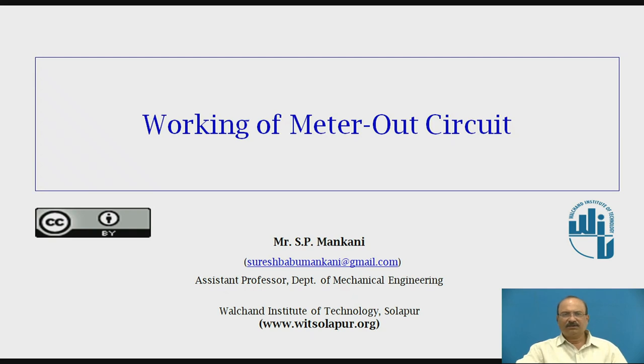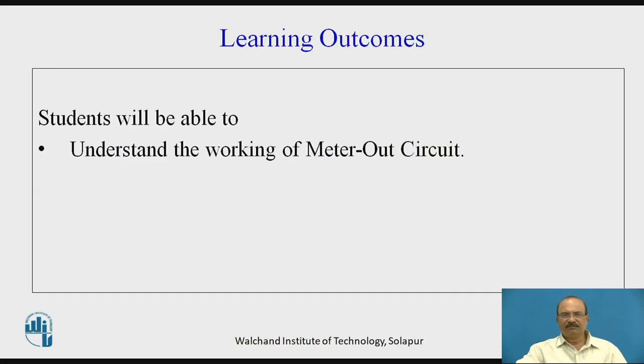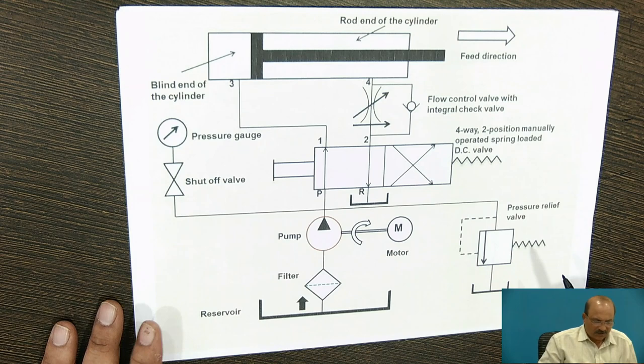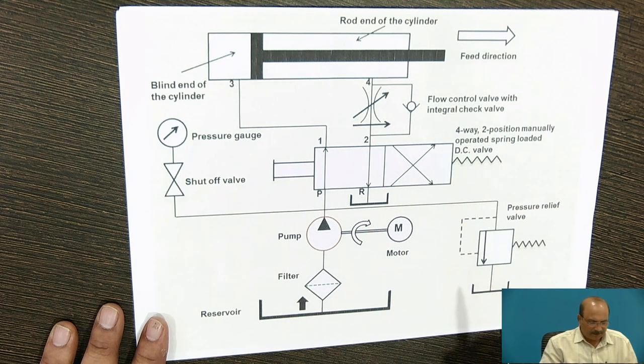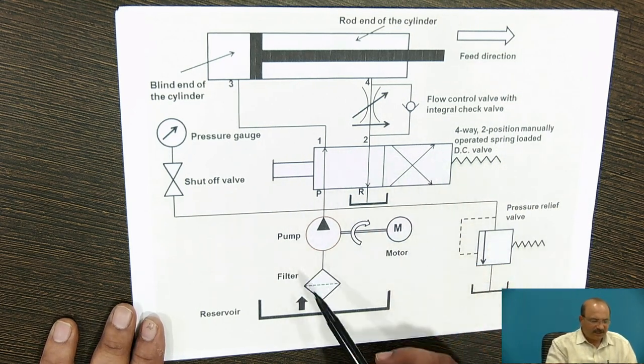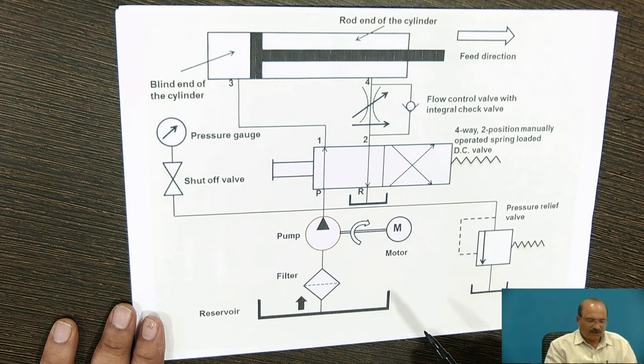Today we are going to study the working of meter out circuits. At the end of this lecture, students will be able to understand the working of meter out circuits. So here, this is a meter out circuit diagram. Initially we are going to study all the parts in detail, then we will go for the actual working of this meter out circuit.